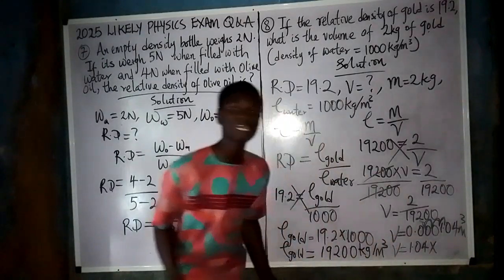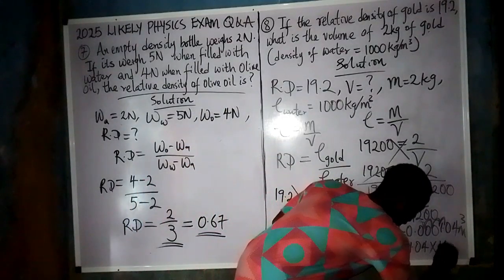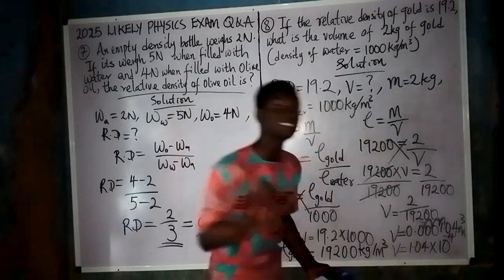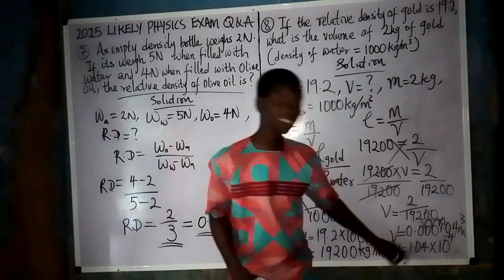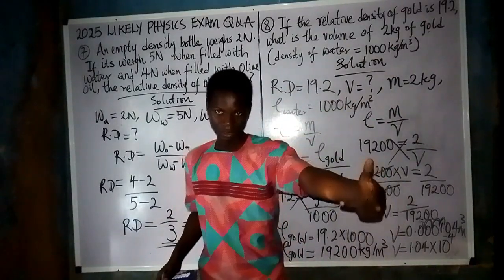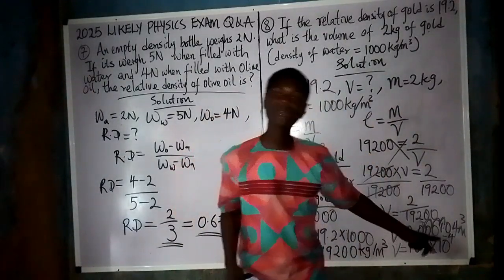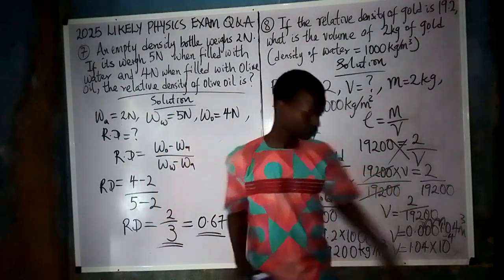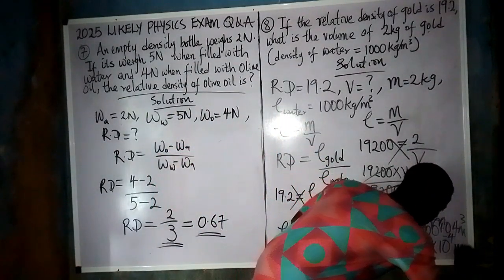Times, how many times did I move? 4. I won't say 4, I will say -4, because the number initially was 0 point 0.000, so it will be -4. Then the unit of volume, meter cube.